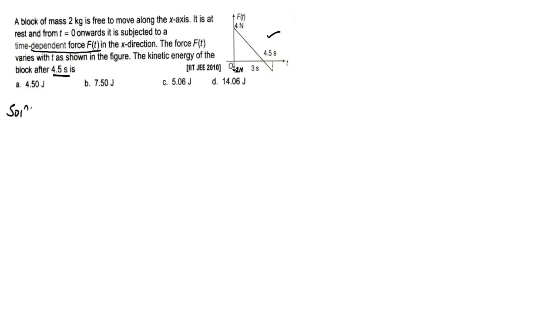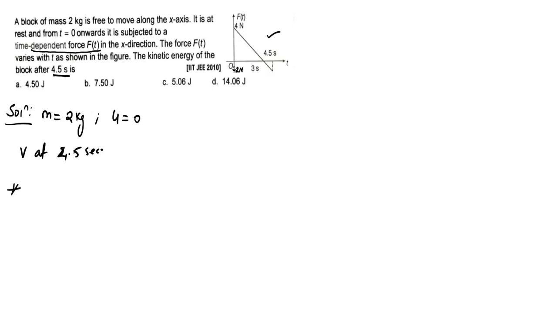Let's calculate what is the kinetic energy of the block after 4.5 seconds. It is clearly mentioned the mass of the block is equal to 2 kg and its initial velocity is 0 because it is starting from rest, right? Now we have to calculate what is the velocity at 4.5 seconds. Once you know the velocity at 4.5 seconds, you can easily calculate its kinetic energy.